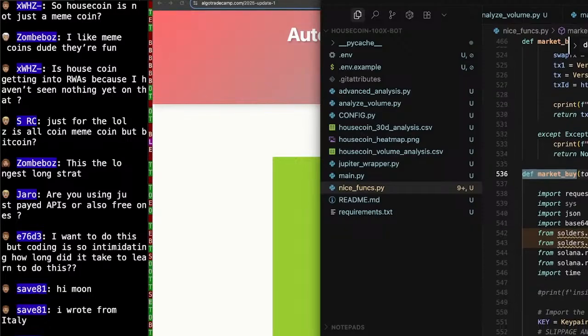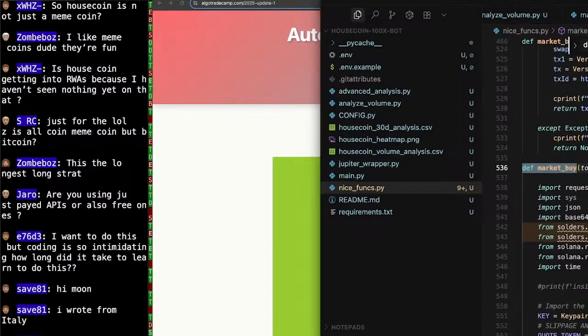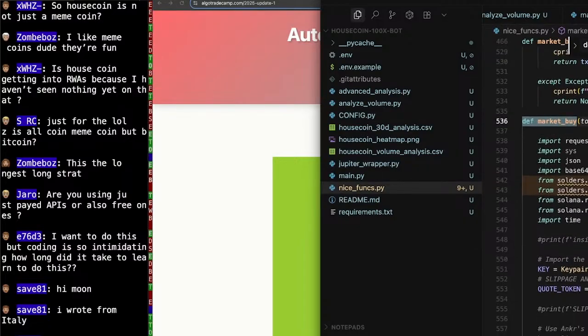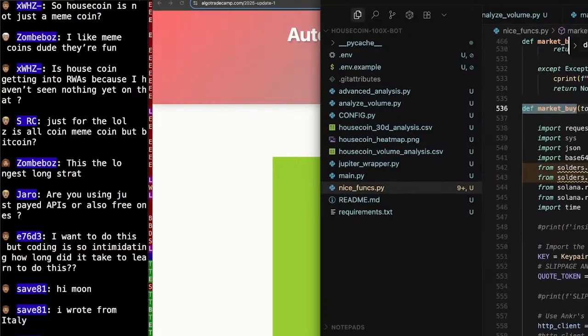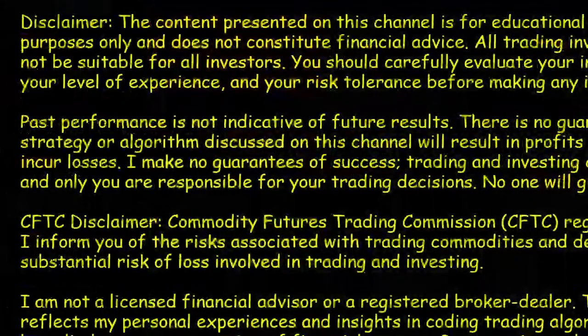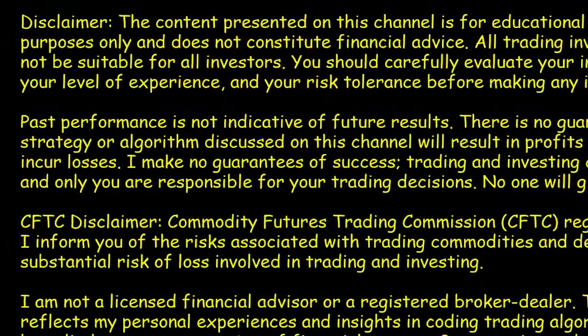So this is my Solana key endpoint. I don't think that's why. Let's go ahead and check it out. Oh, it is. It's called that.